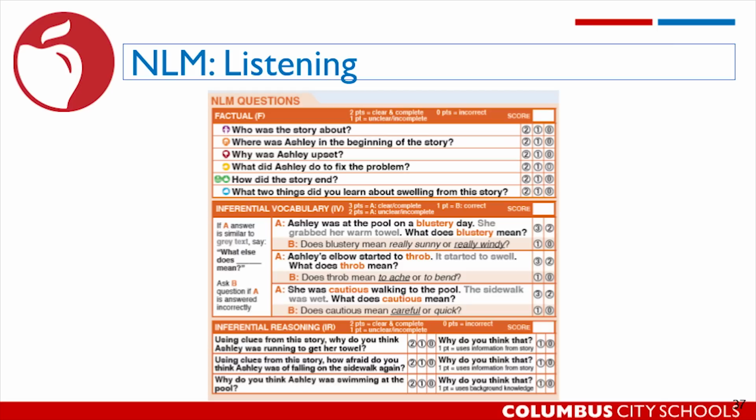The inferential vocabulary section provides an opportunity to see if the student is able to understand the meaning of unknown words given context clues. If they are not able to give you a definition, you then provide a multiple-choice question. Then, the inferential reasoning questions give insight into whether the student is able to think beyond the text. Those are the sections that you score when you have the student with you.